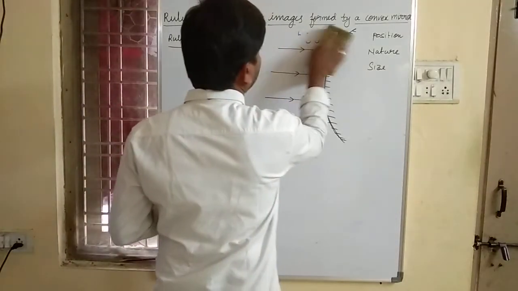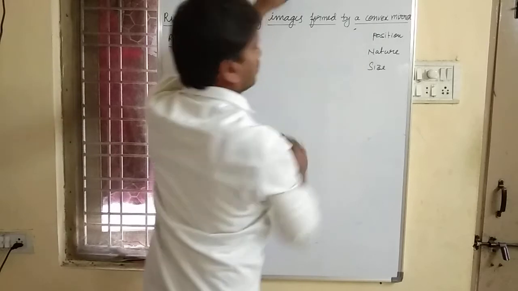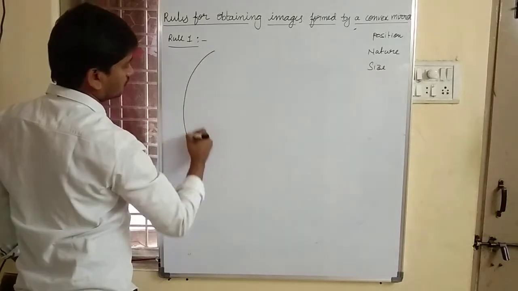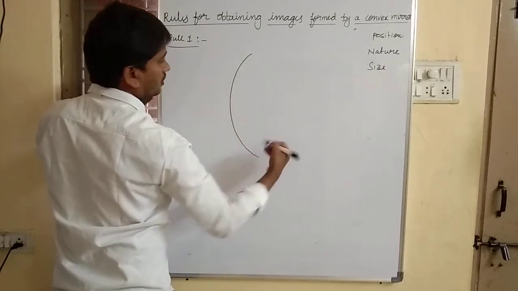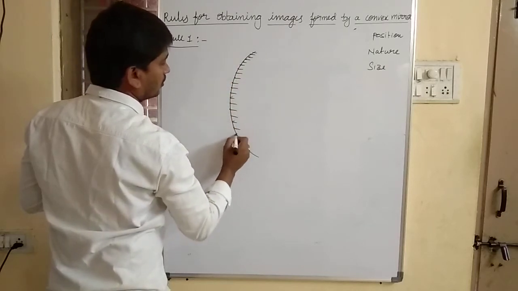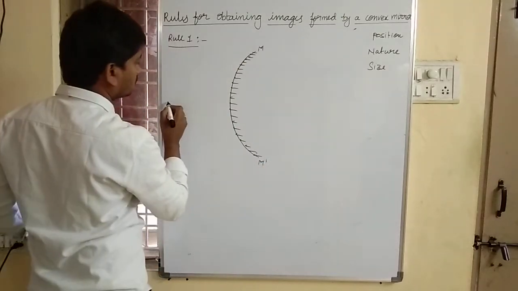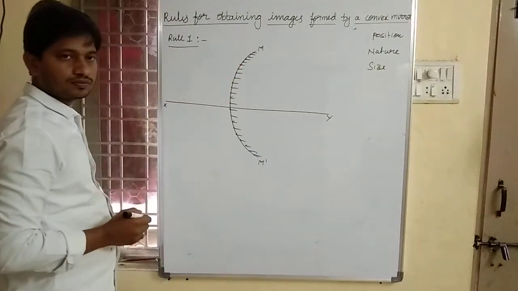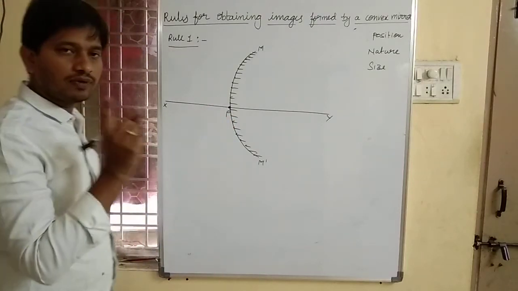if a ray of light... so this is our convex mirror, M M dash. This is our principal axis, X Y. This is our pole. What is rule number 1?